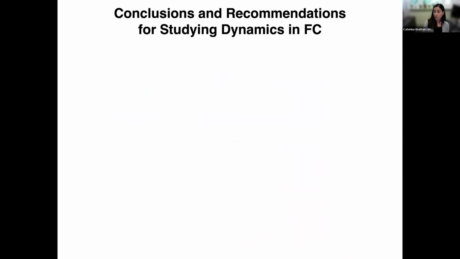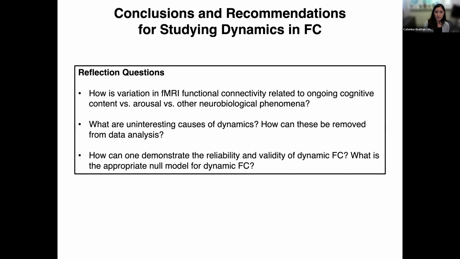And so finally, I want to leave you with a few reflection questions that may be relevant to consider when embarking on your next project on variation in functional connectivity. For example, how is this variation related to ongoing cognitive phenomena, arousal, or other neurobiological phenomena? What are the uninteresting causes of dynamics that could be present in your data set, and how can you deal with them or address them in some way? And how can one demonstrate the reliability and validity of dynamic functional connectivity, and what is the appropriate model for your particular dynamic functional connectivity question? I think this last one in particular is a fairly open-ended question that many of us still struggle with today, and is an interesting one to reflect on as you're working on these projects.